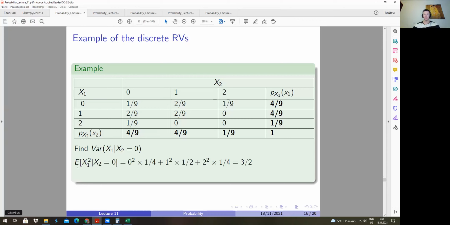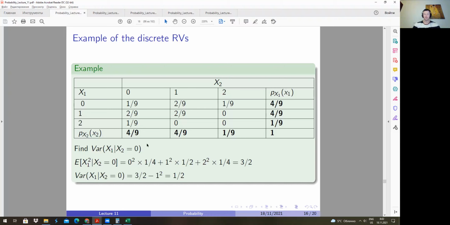First of all, we need to calculate the conditional expectation of x1 squared, given x2 is 0, which is the same expression as we used, but instead of x1, I take x1 squared: 0 squared, 1 squared, 2 squared. And this is, I suppose, 3 over 2. So let me check. 1/2. Here I have 1. 1/2 plus 1 is 3 over 2. Yes. So now the conditional variance is 3 over 2 minus 1 squared, the conditional expectation from the previous slide. And this is 1 over 2.